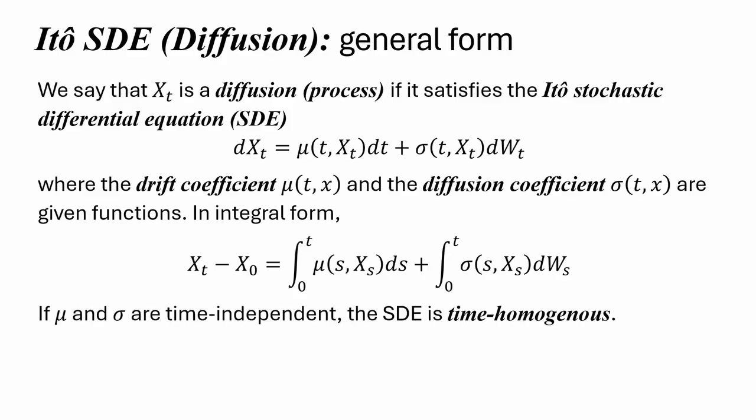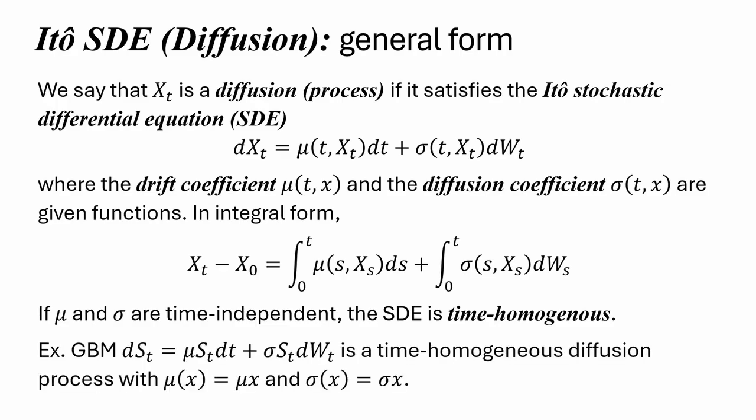If the coefficients mu and sigma are time independent, i.e. they do not depend on t explicitly, the SDE is said to be time homogeneous. For example, the geometric Brownian motion is a time homogeneous diffusion process because the drift coefficient is mu times x. It does not depend on t explicitly. And the same is true for the diffusion coefficient, which equals sigma times x. Which brings us to the main results of this video.